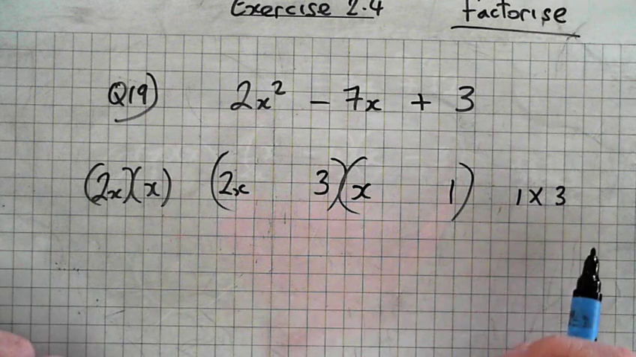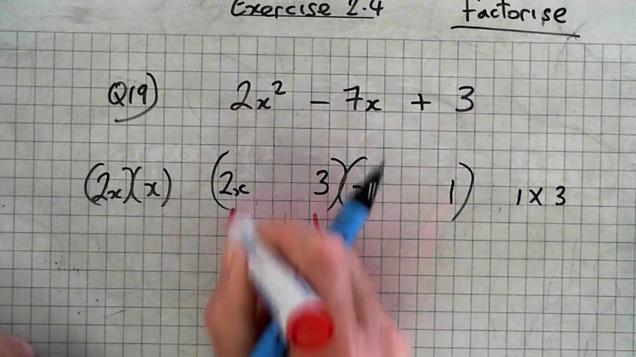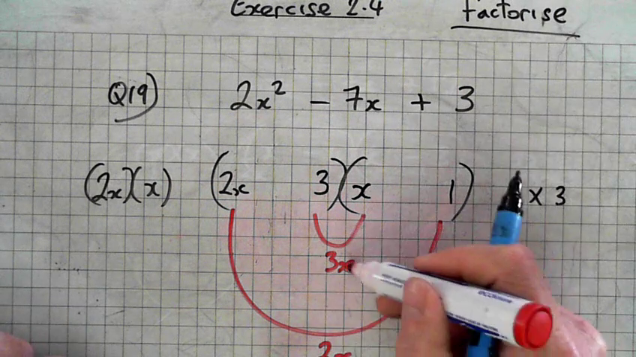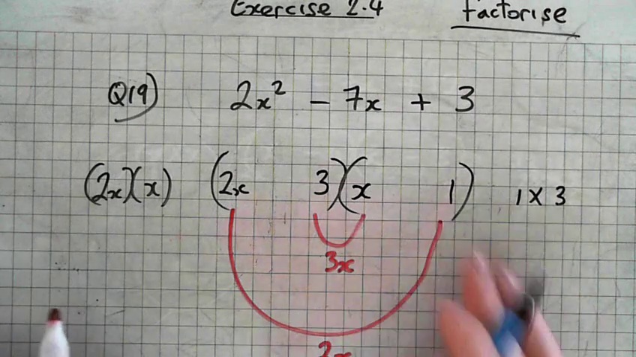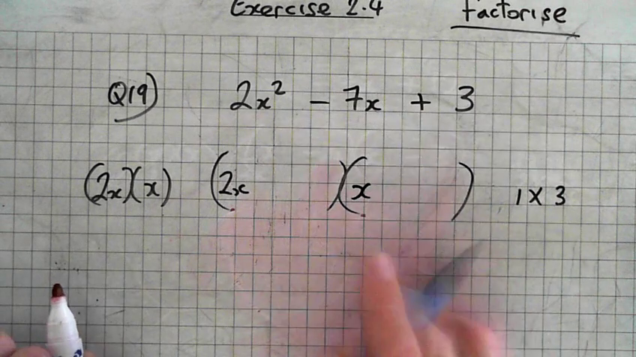Looking up, do your check. 3 times x is 3x. 2x times 1 is 2x. If I add 3x and 2x, I get 5x. Is that correct? No, it's nowhere near. So what do I do? Swap the 3 and the 1.